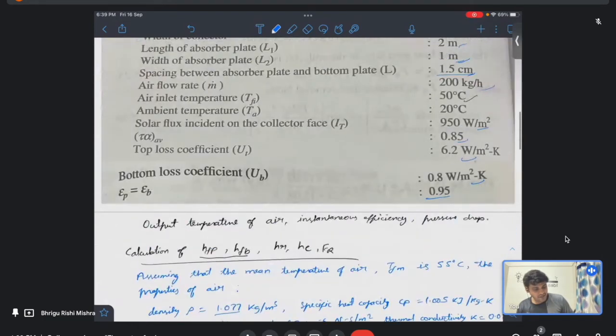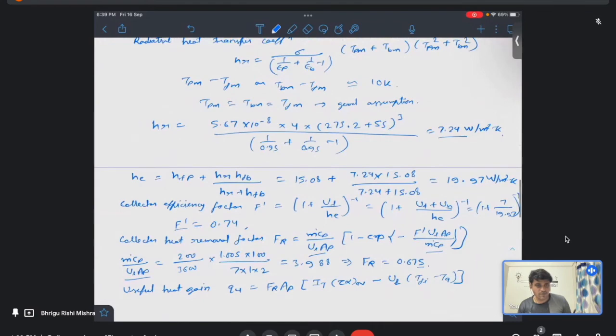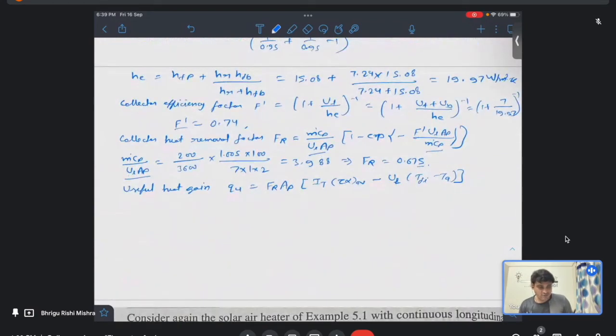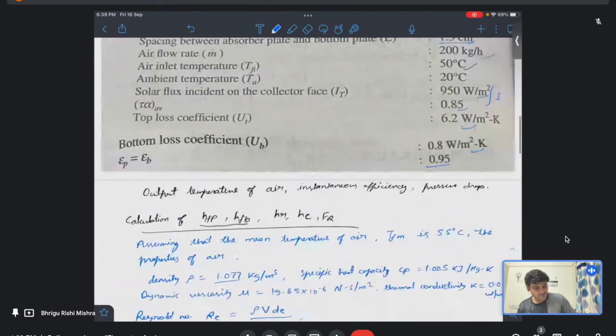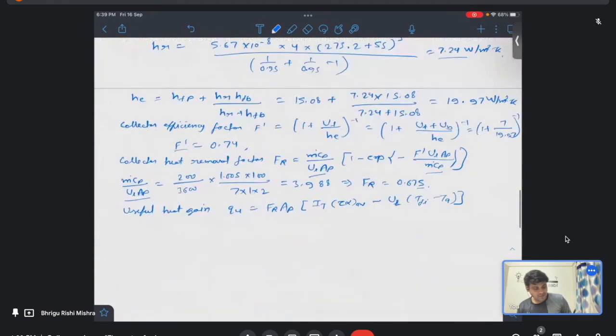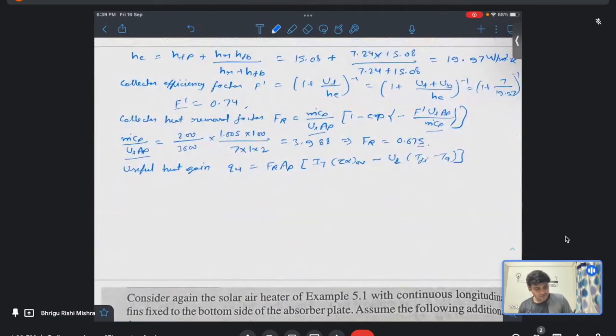And the product of IT into tau alpha will give you the S, the heat absorbed by the absorber plate. And TFI is also given. TFI is 50, and TA, the ambient temperature, is 20. So all the values have been given, we just need to put them in and solve. If we solve this, we will get QU equals 866.6 watt. Sorry, not 866, it is 806.6 watt. This is the value which we will get.